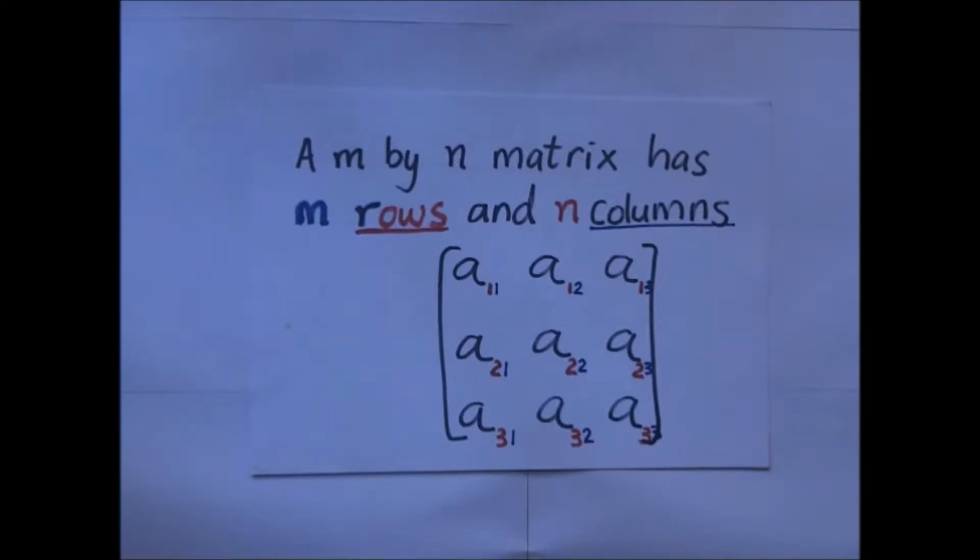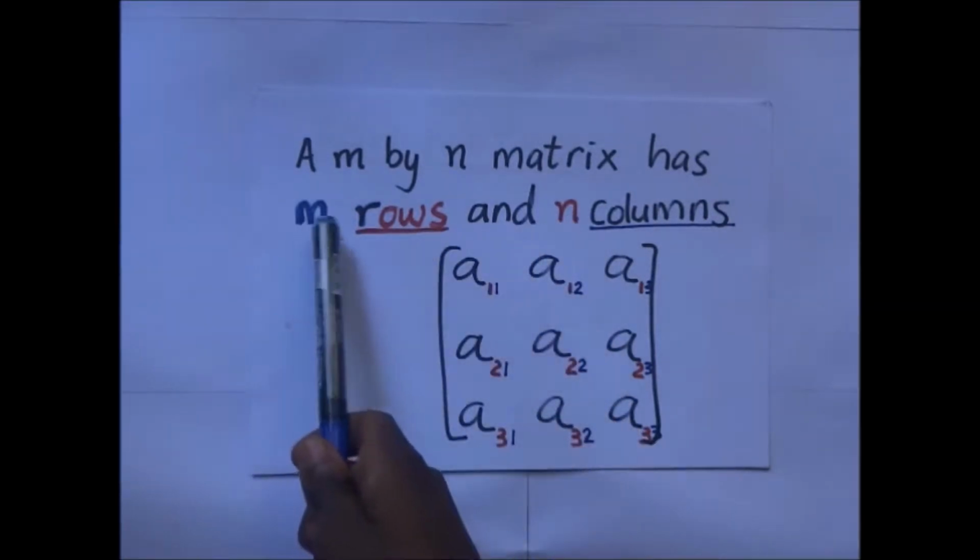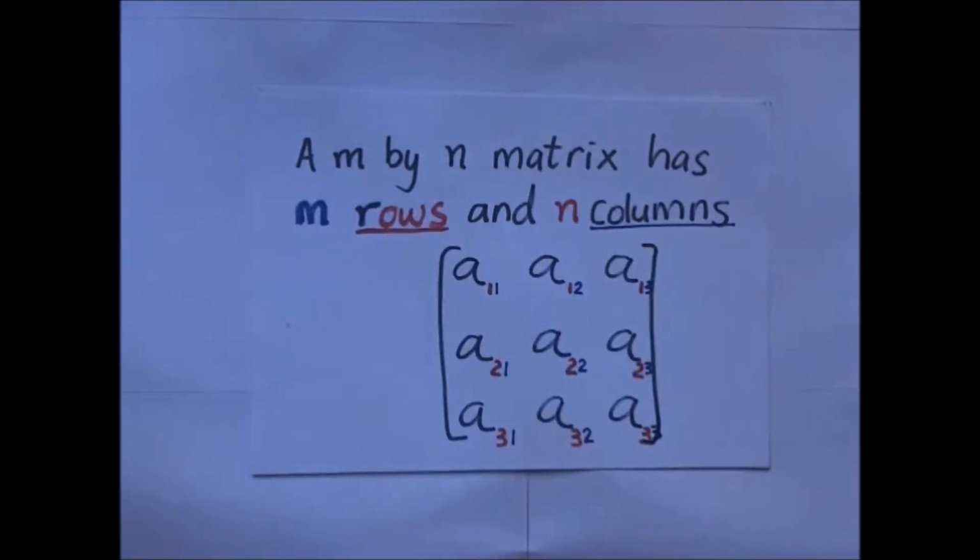Right in front of our screen, we are looking at a form of a matrix. It's a matrix in the form of m by n, meaning that it has m rows and n columns. In this tutorial, we'll be looking at the types of matrices there are.